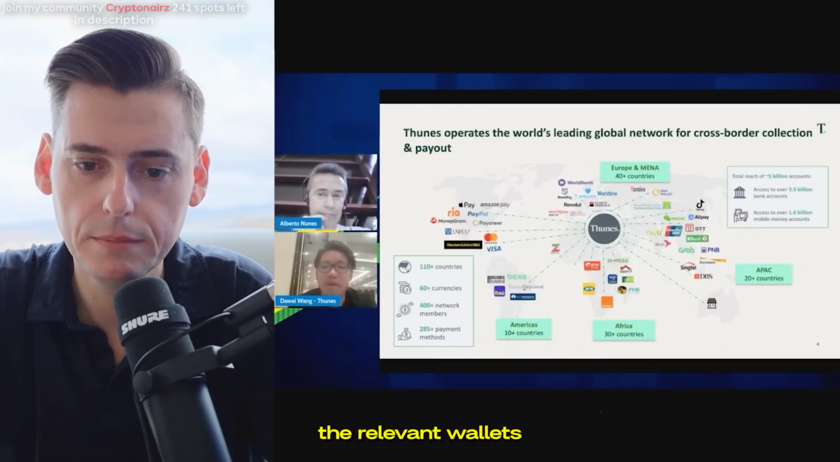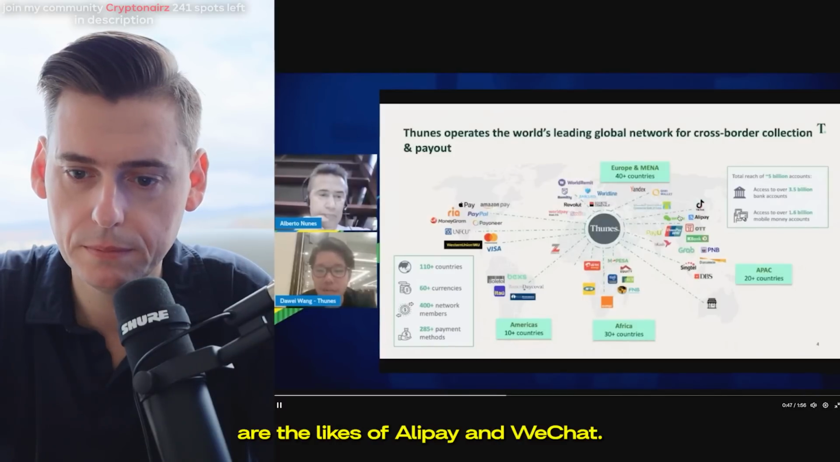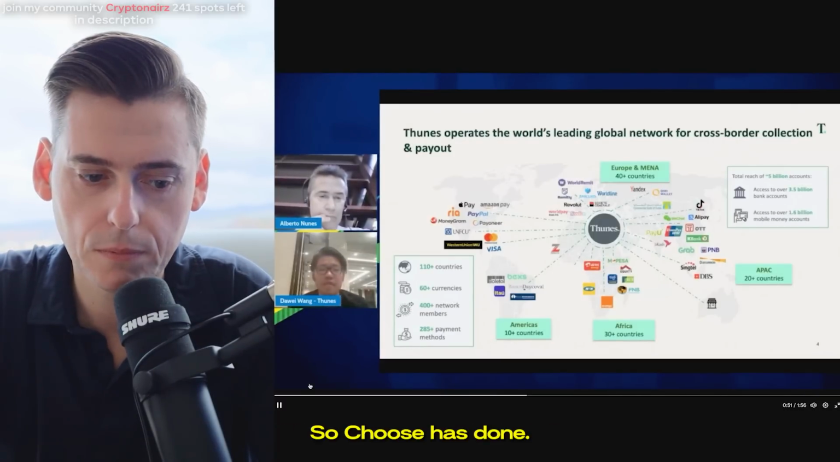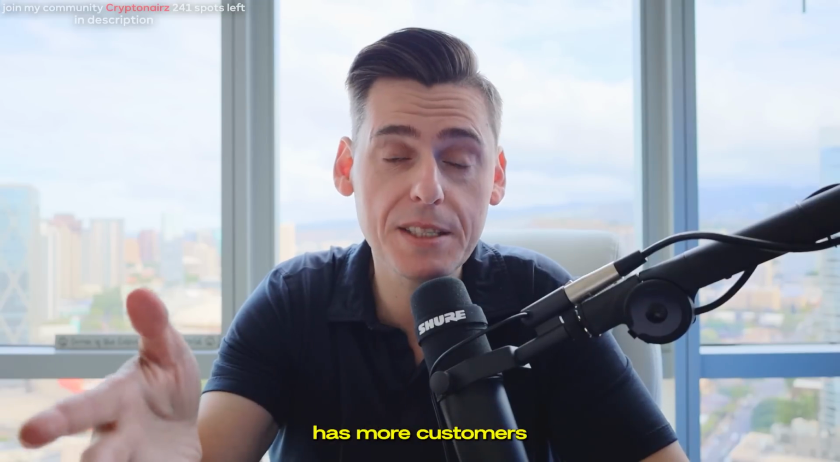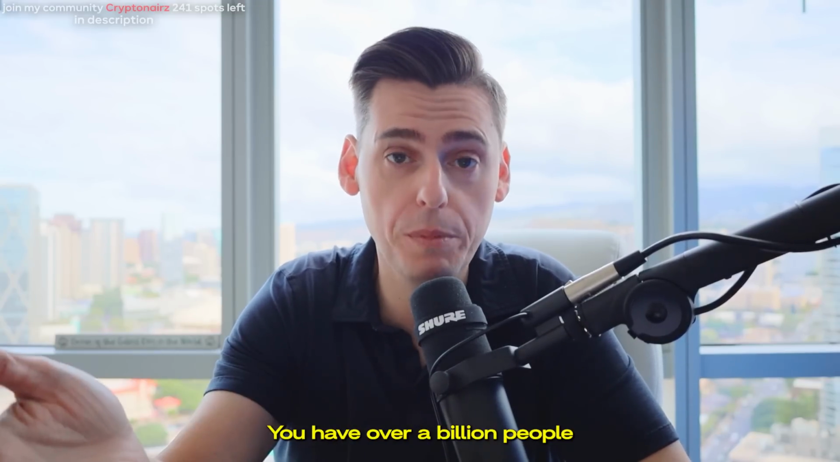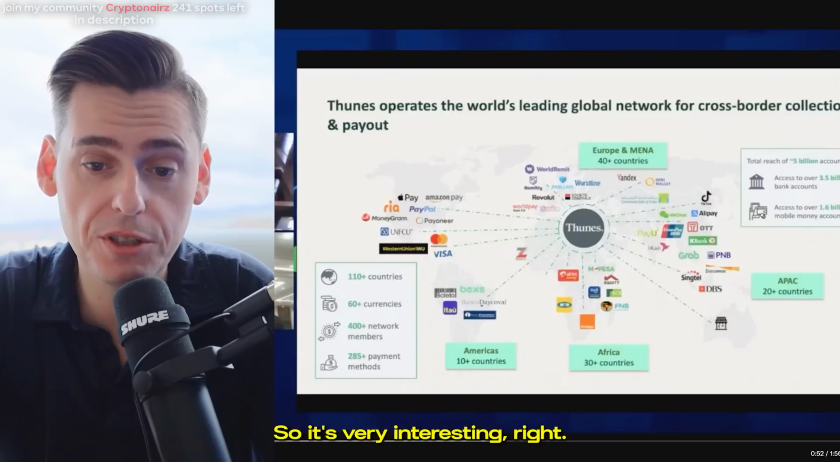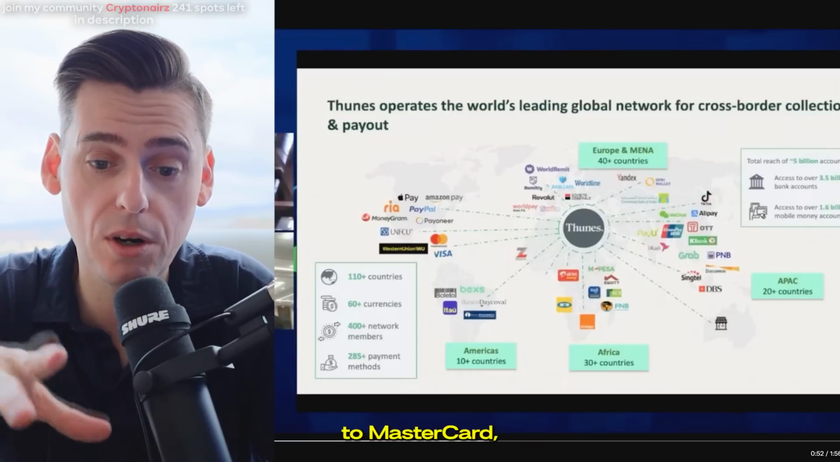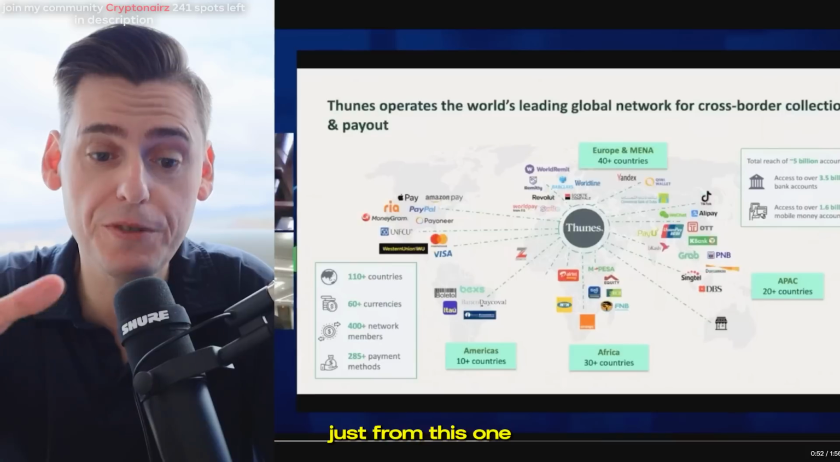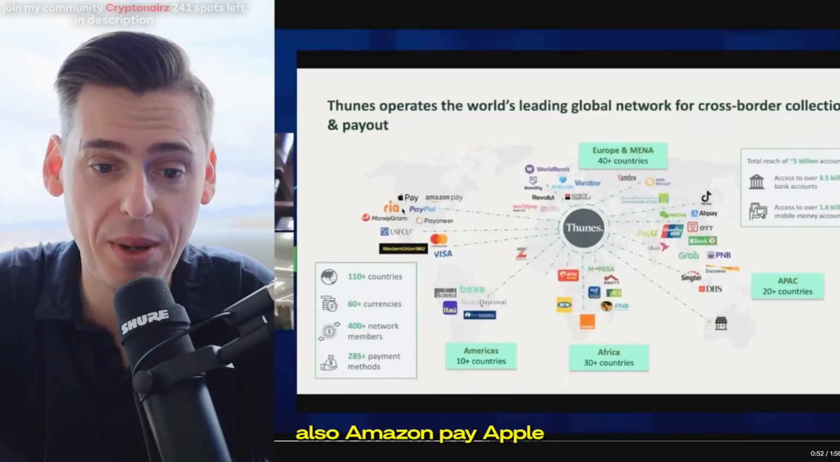And then in China, the relevant wallets are the likes of Alipay, WeChat Pay, and bKash in Bangladesh. So Thunes has done the... UnionPay actually has more customers than Visa and MasterCard because it's in China. You have over 1 billion people in China. So it's very interesting, right? You have basically connections to MasterCard. You have connections to Alipay, WeChat, all of these really great connections just from this one company. MoneyGram also, Amazon Pay, Apple Pay.